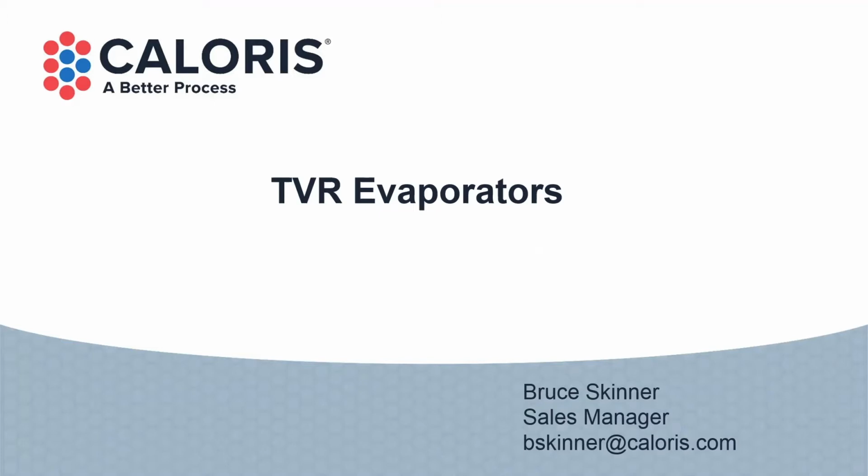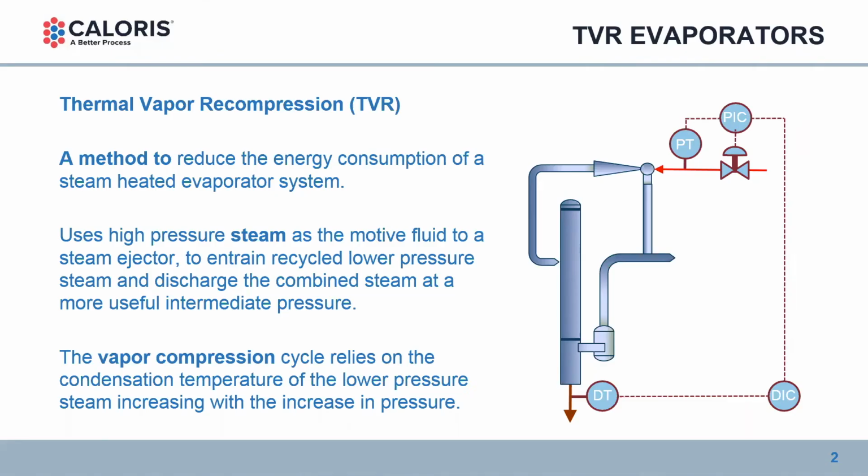Today's topic is TVR evaporators. Thermal vapor recompression, or TVR, is what we use for short. It's a method to reduce the energy consumption of a steam heated evaporator. And I'll first review how direct steam heated evaporators work and their functions, and breaking them into multiple effect evaporators, and then what happens when we implement a TVR.